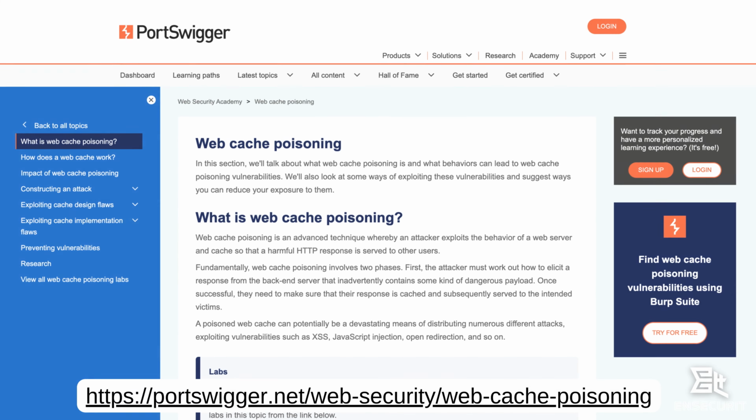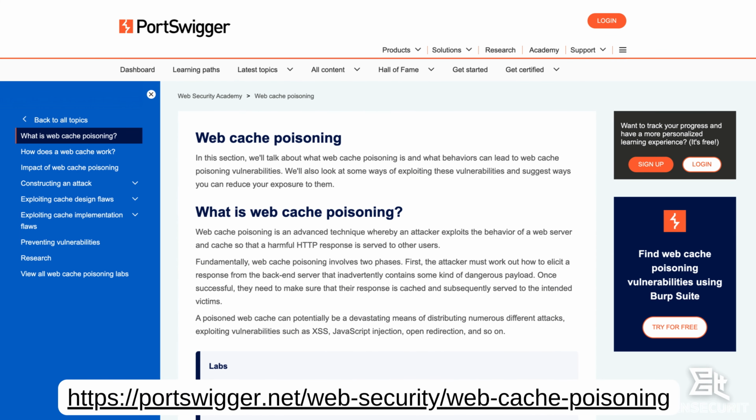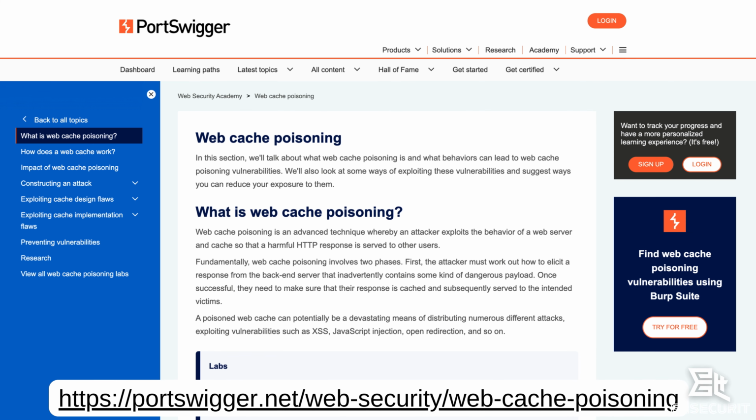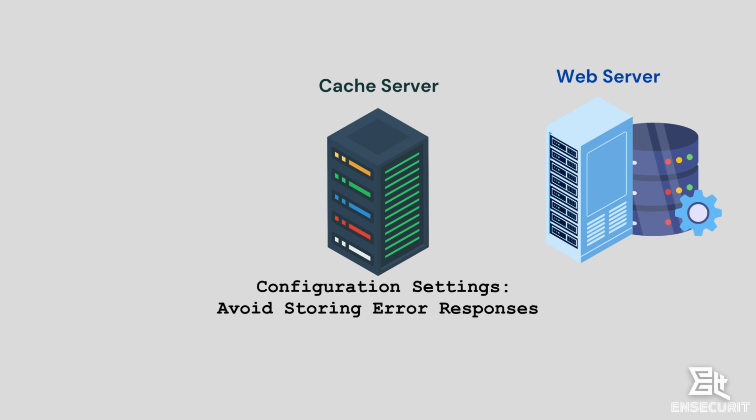Interested readers can refer to the following document, which provides a detailed explanation of how to mitigate the risk of web cache poisoning. Specifically, for handling these malformed header values, the risk can be addressed by configuring the cache server to avoid storing error responses in the cache.